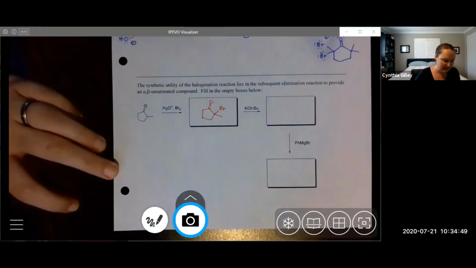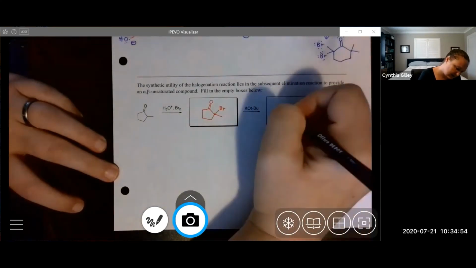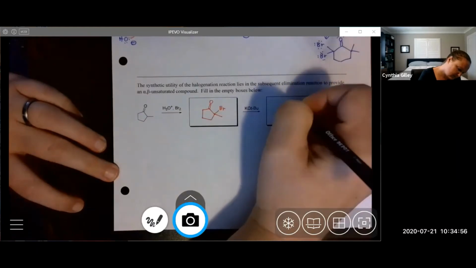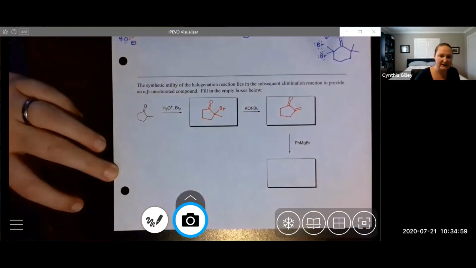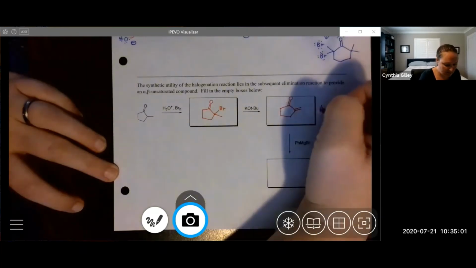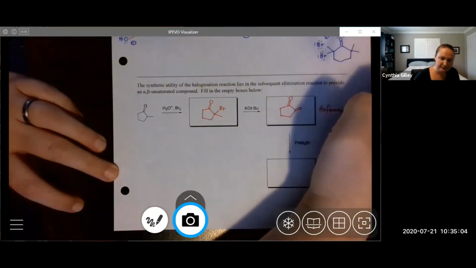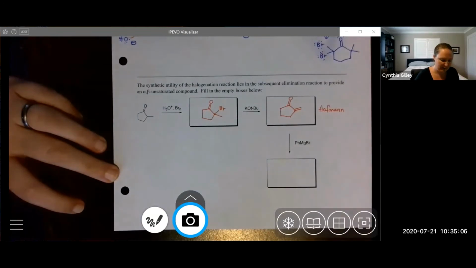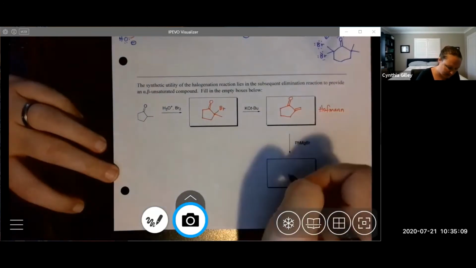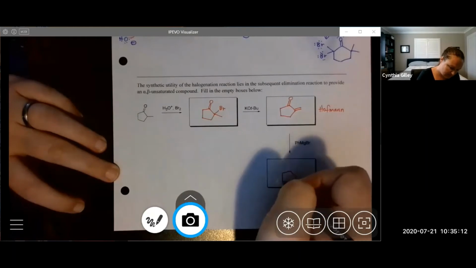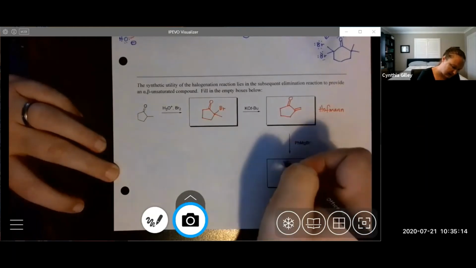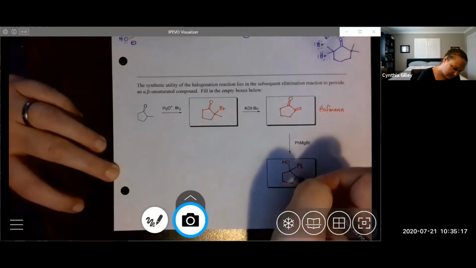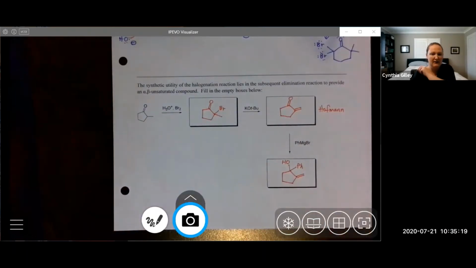Right. Potassium tert-butoxide is a strong, bulky base, so it will do the Hofmann elimination. Right, so instead of forming the Zaitsev product, we form the Hofmann product. And then phenylmagnesium bromide is a Grignard reaction. And so that will attack the carbonyl and form a, in this case, a tertiary alcohol from that ketone. Okay.